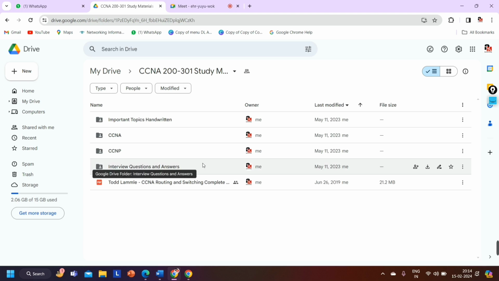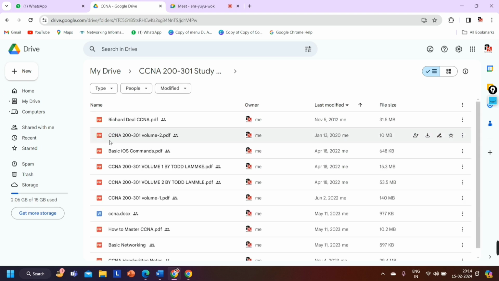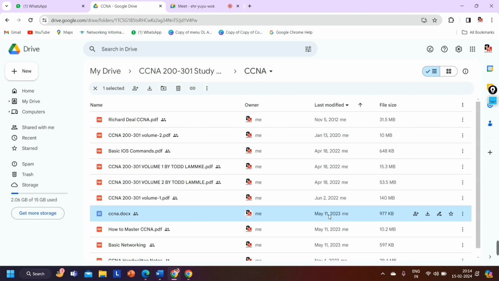These are not required now. For now you need to click on this folder, CCNA, right? Under CCNA, see, there are lots of books and some notes. I am recommending you to download this one, the CCNA docs file. So let me download it and show you how it looks. See, the download has started. Let's say it is scanning for virus.